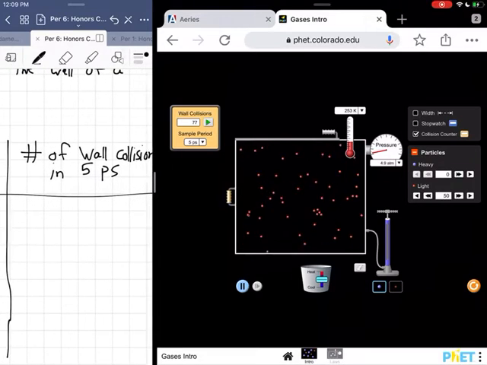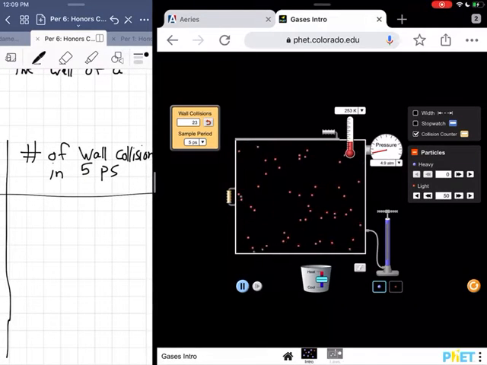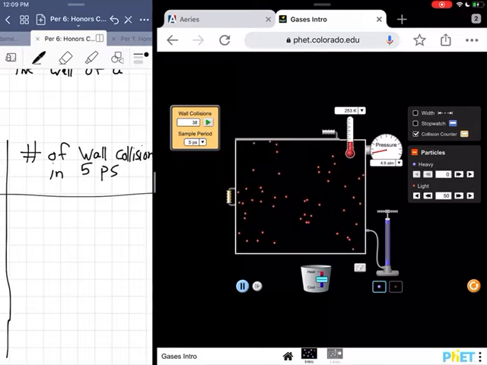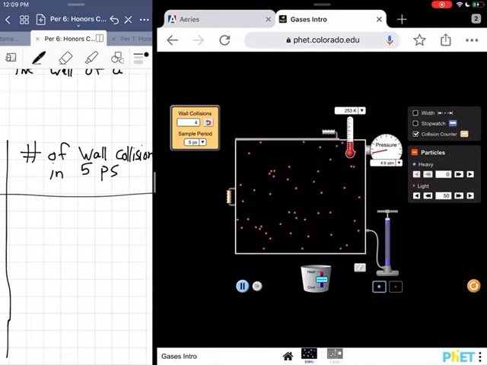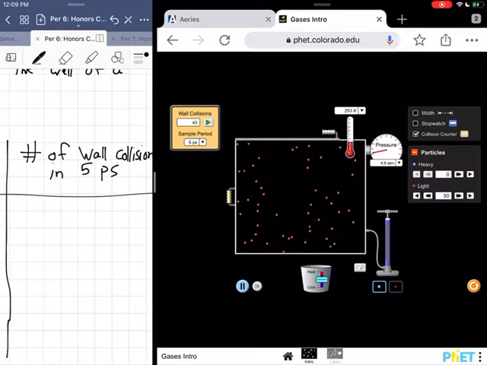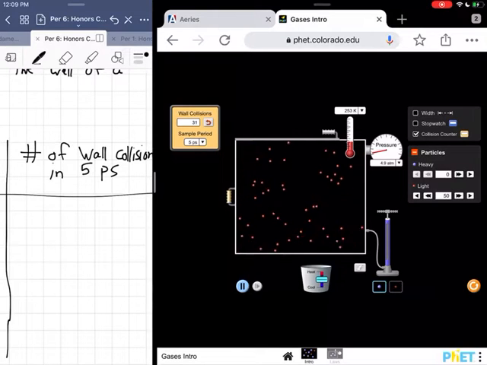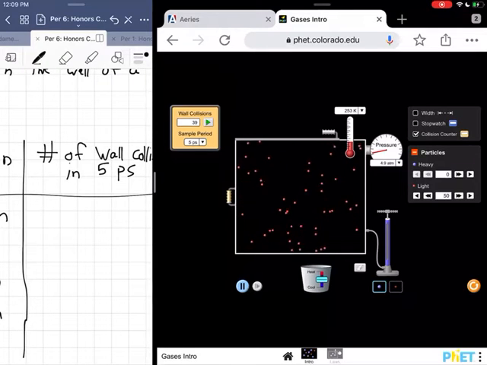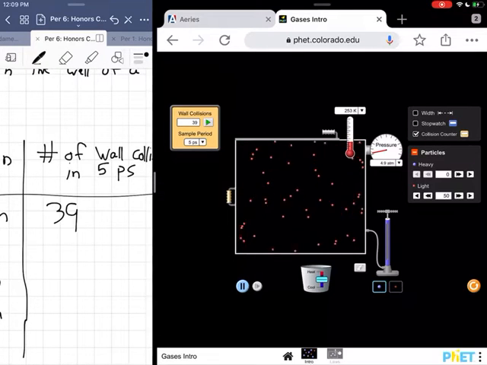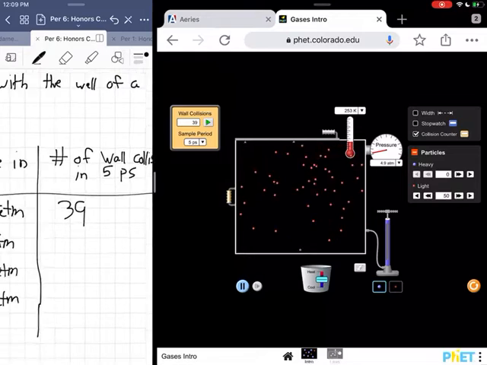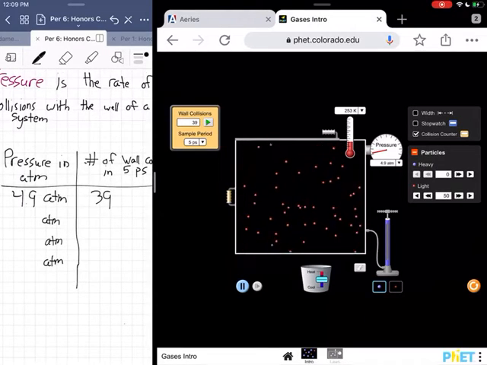Let's see what the number of wall collisions is in this time period. I just hit play there. 38, let's just take that again, see if it's accurate. 43, 39. So 39 was kind of in the middle of those three. I'm going to go with 39 wall collisions in the 5 ps.